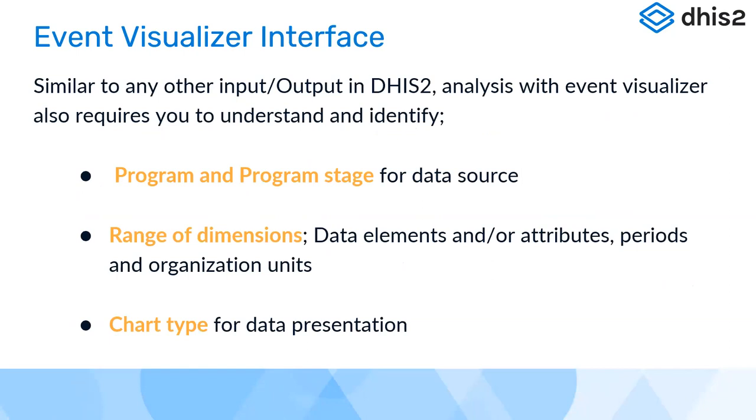So what is there in the Event Visualizer interface? It is somewhat similar to all other DHIS2 analytics applications that we have discussed so far. When it comes to the data dimension, we have the program and program stages, which define the data source. Then you also have a range of other dimensions, which includes data elements or attributes, periods, and organization units. And one key thing which is not there in event reports that you have in Event Visualizer is the chart type. So we can select which type of chart you want to visualize, right?